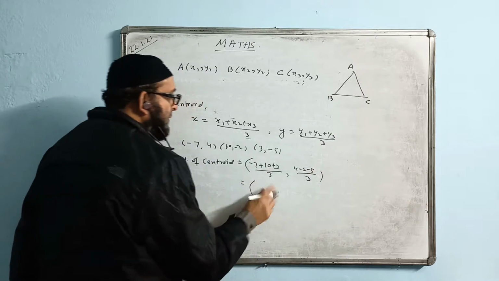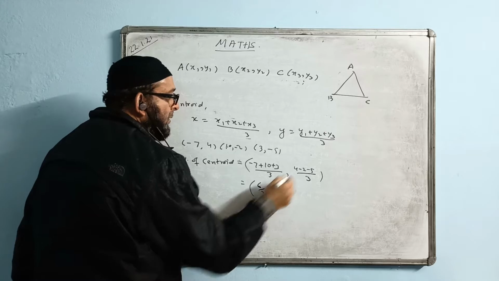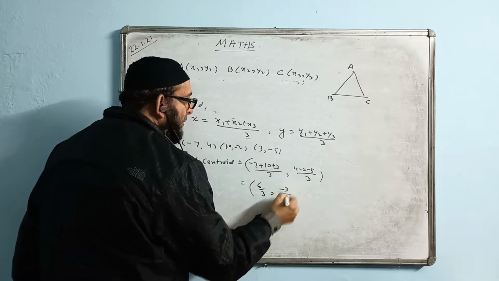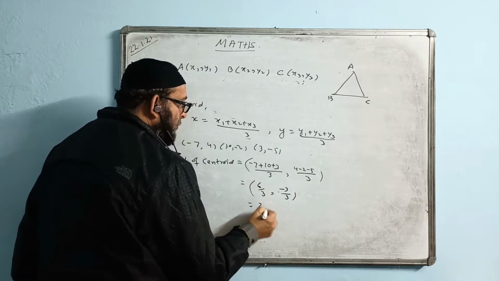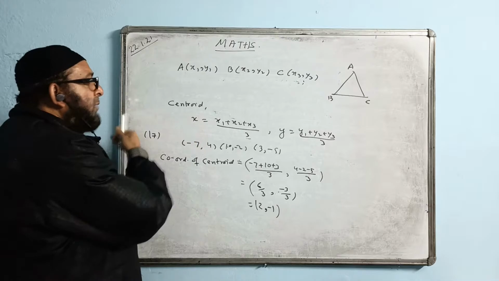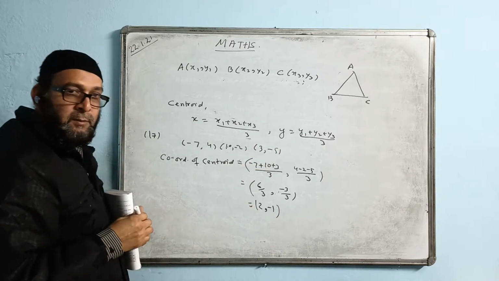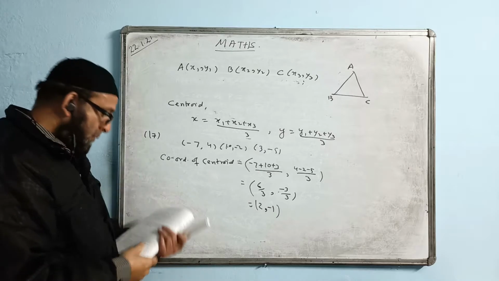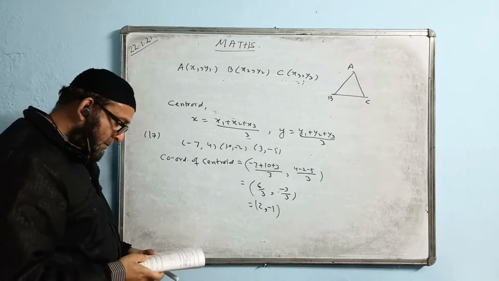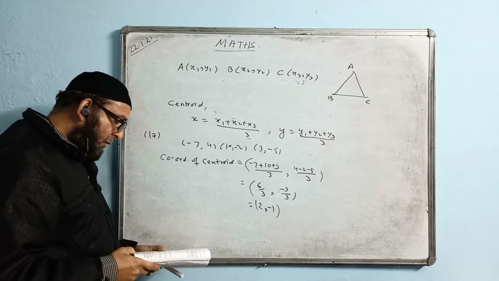Find the answer. That is the answer. 10 plus 3, 13 minus 7, 6 by 3. Here, -7 minus plus 4 become -3 by 3. Cancel. 2, -1. That's finished. If you want, you can do x separately, y separately, and again put the answer together. Okay? Any queries?